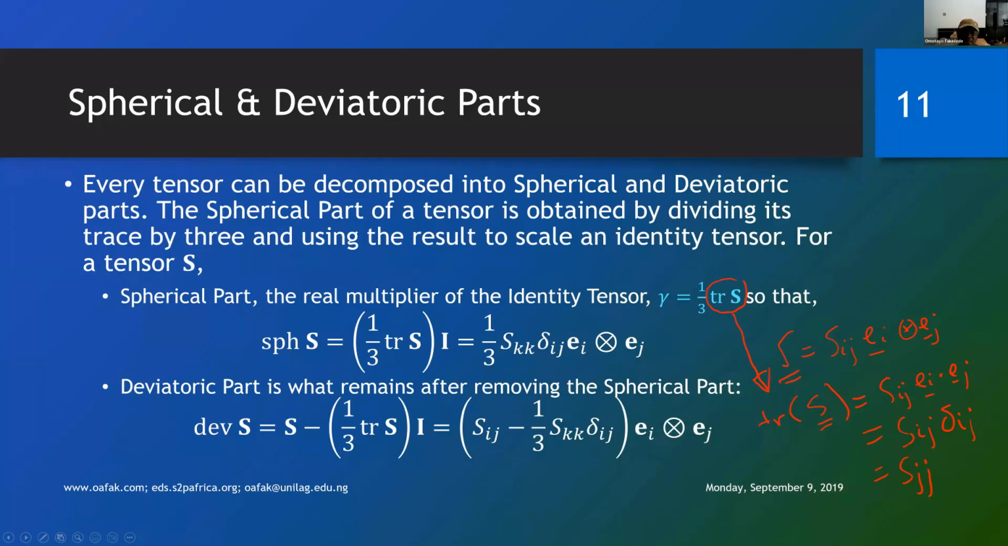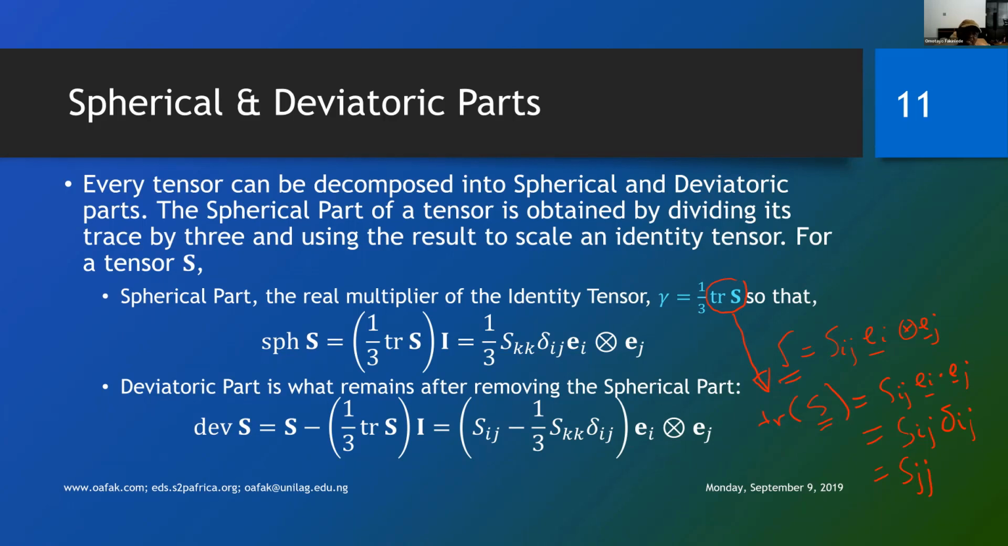Let us look at the first one. We already know how to break a tensor into dyads. All you do is get the 9 components of the dyad, finish. So that's it. We've been doing that already.